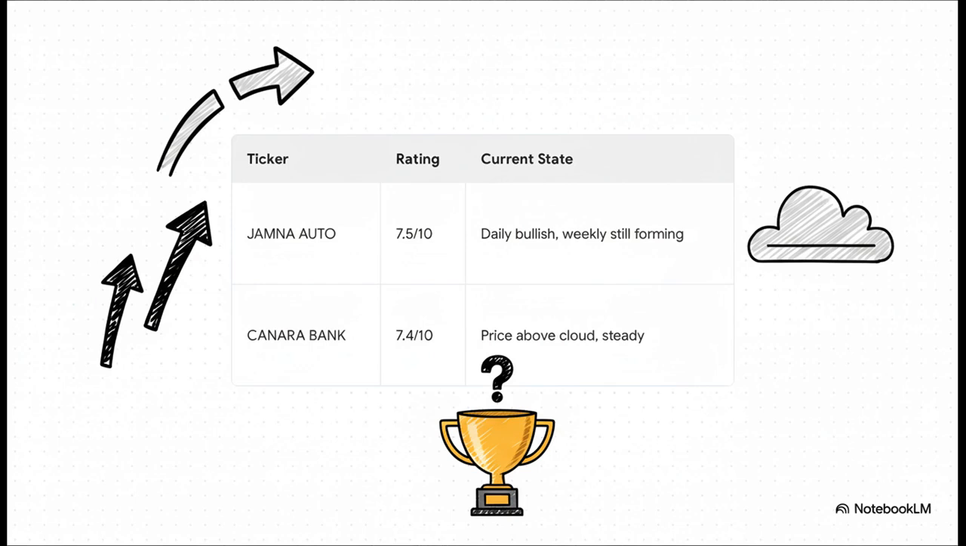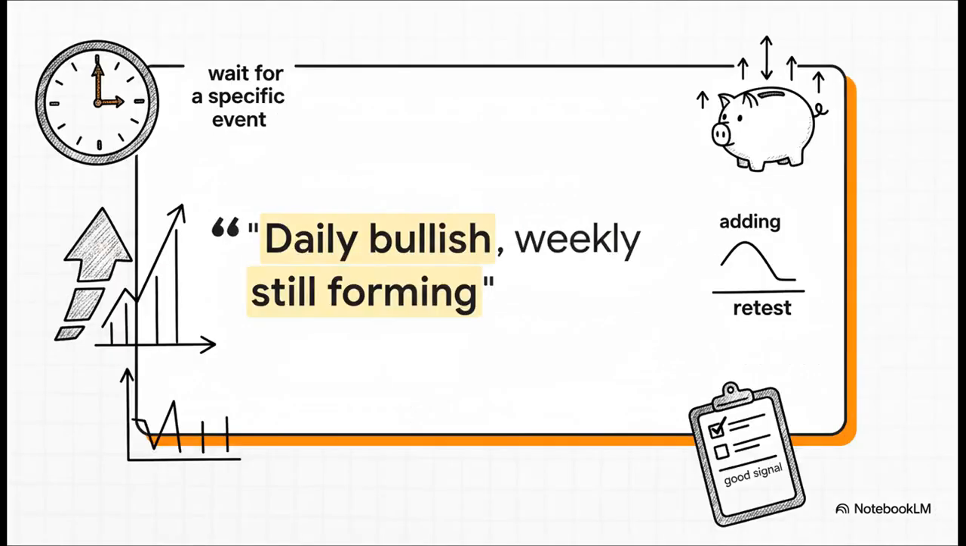Now have a look at Gemna Auto at a 7.5 and Canara Bank at a 7.4. I mean, these are solid scores, right? But they're not perfect 10s. Something in their current state is telling us to pay a little closer attention. And here it is. This is the catch. For Gemna Auto, the daily chart looks great, but the weekly chart is still forming. For Canara Bank, the suggestion is to add on retest, which means, hey, wait for the price to pull back a bit before jumping in. The signal's good, but it's telling you to be patient.